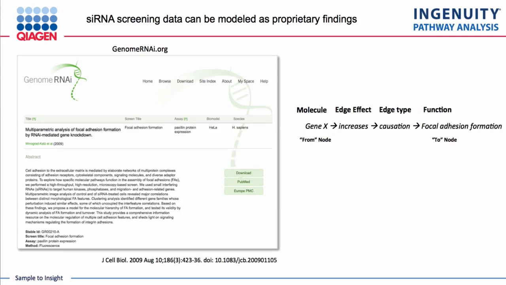For this example, we're going to use siRNA screening data that we obtained from GenomeRNAi.org. The data is from a paper where the authors knocked down genes and examined focal adhesion formation with a microscope. These findings can be modeled as a particular gene having an increasing or decreasing effect on focal adhesion formation. Then when you're analyzing gene expression data, the up or down regulation of the corresponding genes can be predicted to have an effect on focal adhesion.